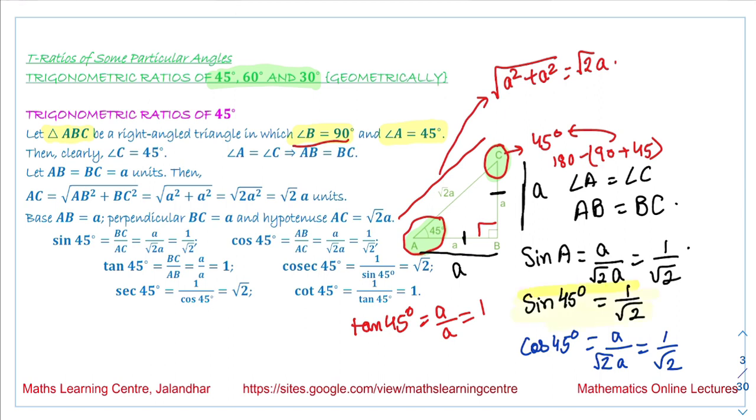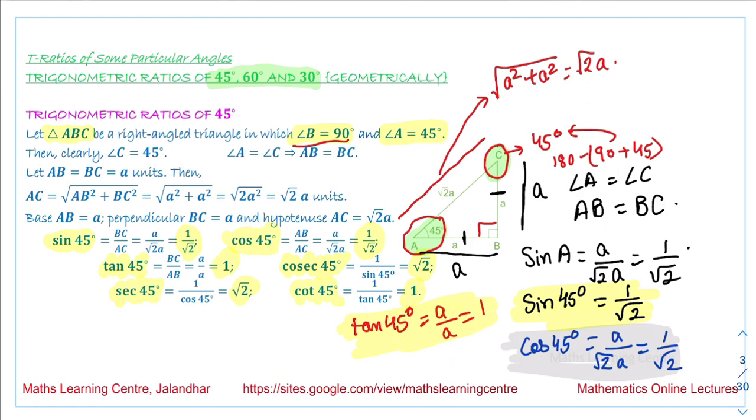From these values we can calculate the values of cosecant A, secant A and cot A, and these are our final answers. So these are the values corresponding to this angle. Sine 45 is 1 by root 2, tan 45 is 1, cos 45 is 1 by root 2, cosecant 45 is square root 2, secant 45 is square root 2 and cot 45 degree is 1. These values you have to remember.